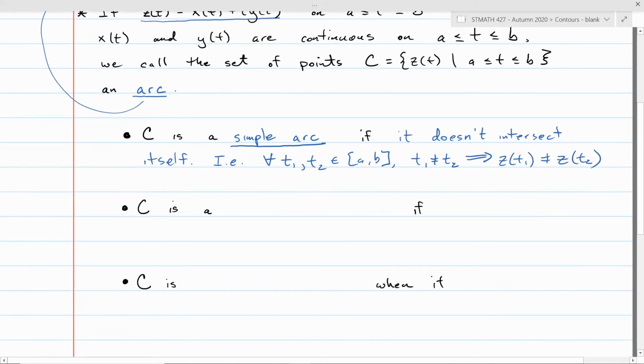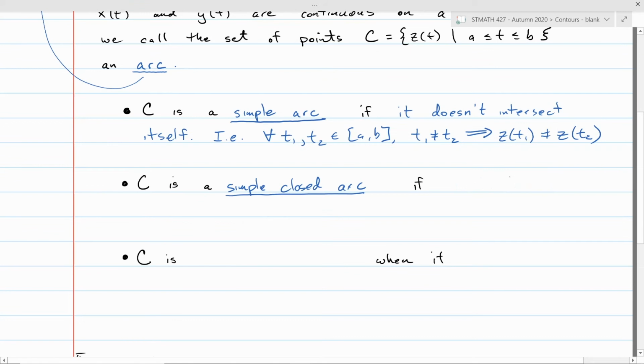And we can talk about what we call a simple closed arc. So we'll say C is a simple closed arc. Well, this just means that the terminal point and the initial point are equal to one another so that the arc is closed, but it's otherwise simple. So it doesn't have any other intersection points.